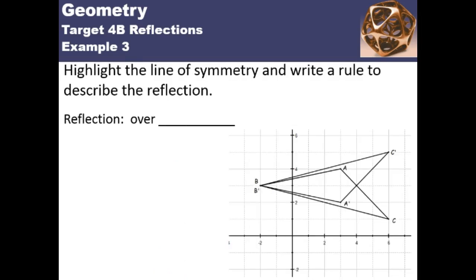Okay. Now for problem number 3, we have to highlight the line of symmetry and write a rule to describe the reflection. So to do this, you compare 2 points. So you could compare B and B prime, A and A prime, C and C prime. It doesn't matter which, but you find the middle of them. So if I looked between A and A prime, this would be the exact middle, right? And if I looked between C and C prime, this would be the middle. And if I look between B and B prime, I notice they're the same point, so the middle would be the exact same point.